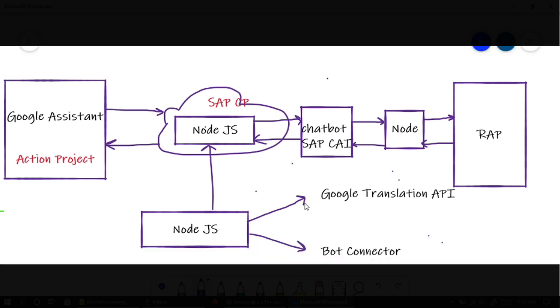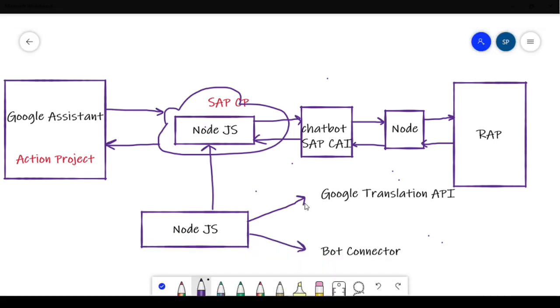In this episode, we are going to continue our journey for our integration with Google Assistant and SAP Chatbot. In the last episode, we basically completed this Node.js application, and we added the Google Translations API, and also we used the bot connector constructs to call our SAP Chatbot all the way from this Node.js application.